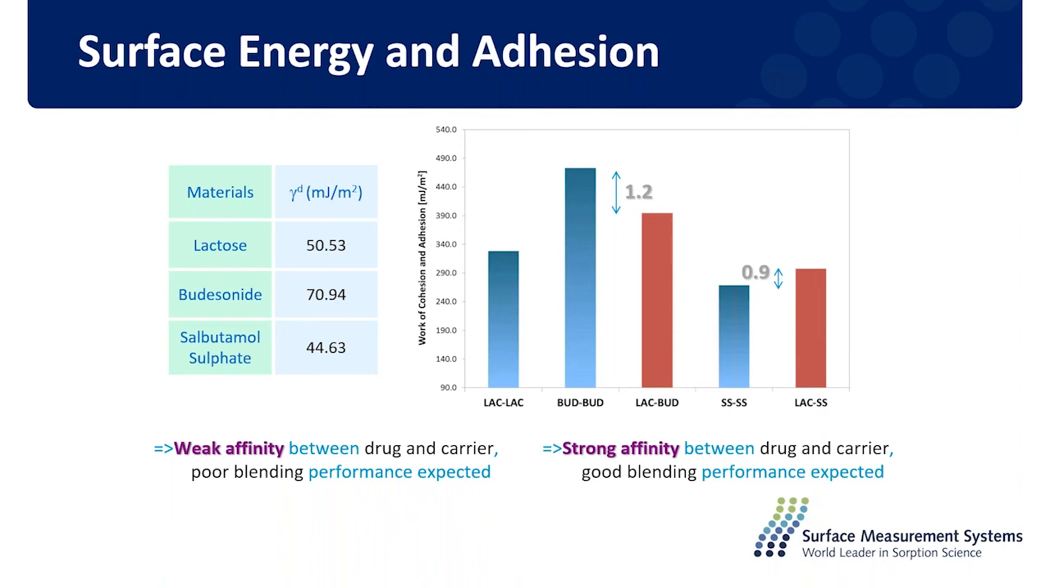In the case of our other API, salbutamol sulfate, we can see that the API-excipient interaction is now more favorable than our API-API interaction. And here we would expect a much better performance with regards to blending.